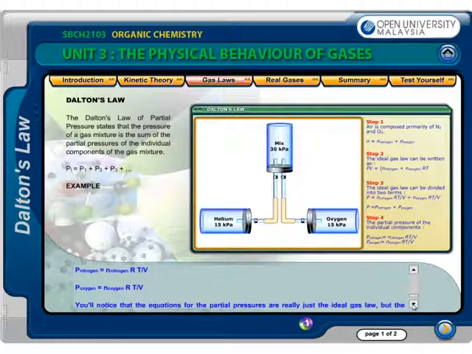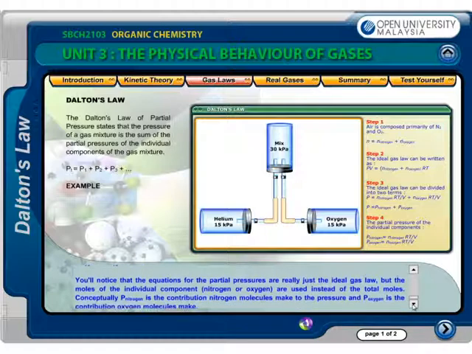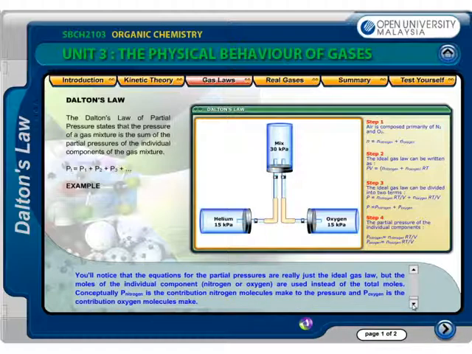P nitrogen equals n nitrogen RT divided by V. P oxygen equals n oxygen RT divided by V. You will notice that the equations for the partial pressures are really just the ideal gas law, but the moles of the individual component, nitrogen or oxygen, are used instead of the total moles.